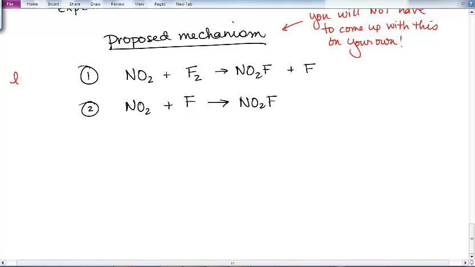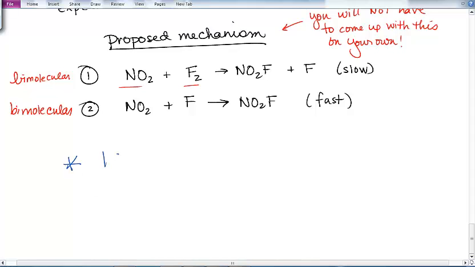So notice that this step is bimolecular because it's got two molecules hitting together, and this other one is also bimolecular. Far easier to have two molecules hitting each other than three. The other piece of information I am providing is that whoever came up with this mechanism decided that this was the slow step and this one was the fast step, which will come into play in a little bit. Here's the question we are going to seek to answer. Is this a valid mechanism?